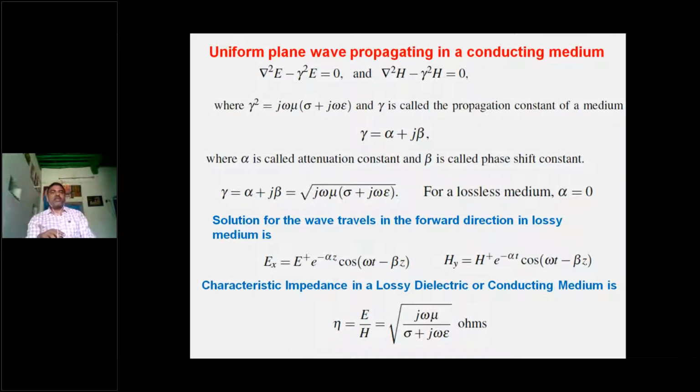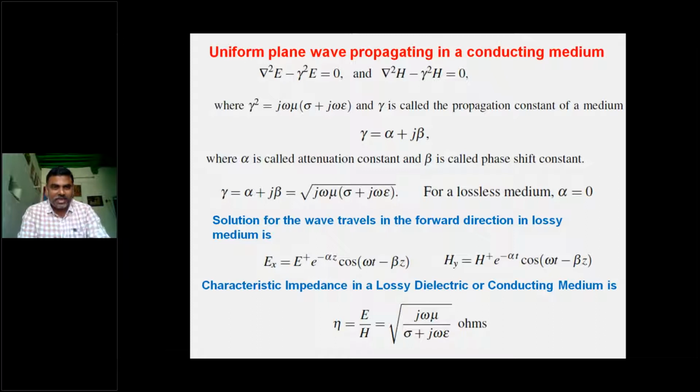And similarly, the uniform plane wave equation in the conducting medium. We just have to replace that beta square term by gamma square term. And here that gamma is called the propagation constant, which is a complex quantity, and the real part is the attenuation constant alpha, and the imaginary part beta is the phase shift constant. Same term beta, that means for free space beta value is omega root mu epsilon. And here we are saying the phase shift constant for the general conducting medium, not for free space. For free space or a perfect dielectric media, that beta value is omega root mu epsilon.